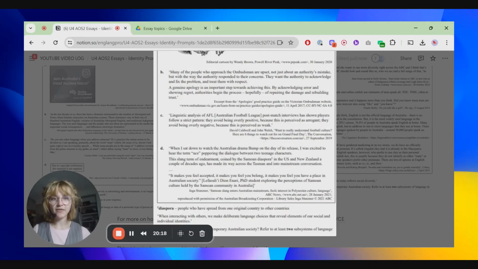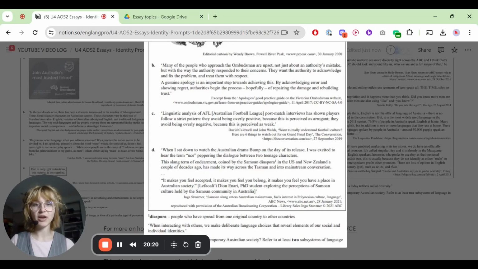Linguistic analysis of AFL post-match interviews has shown players follow a strict pattern, avoid being overly positive, avoid being overly negative because it's perceived as weak.